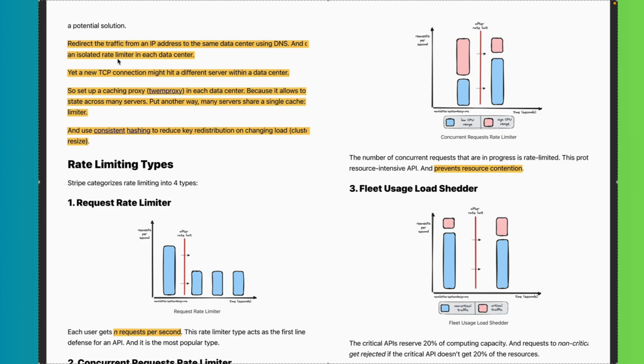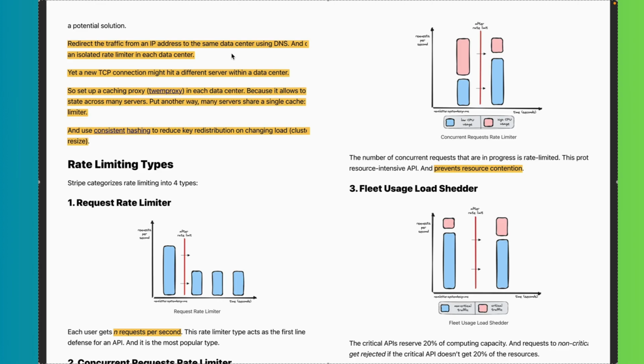Now a potential solution for how a rate limiter can be implemented. There can be two simple ways to implement rate limiters. How will you identify the uniqueness of a request? It could be by IP or by user. Let's say we are doing it by IP. A potential solution is to redirect the traffic from an IP address to the same data center using DNS, and have an isolated rate limiter in each data center.